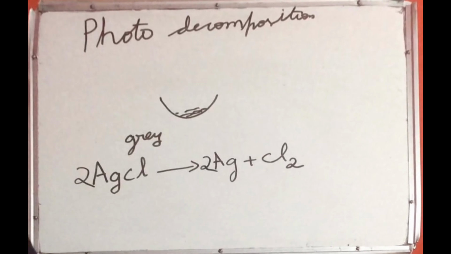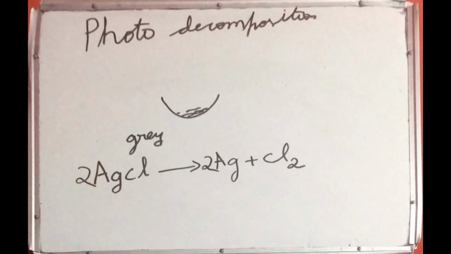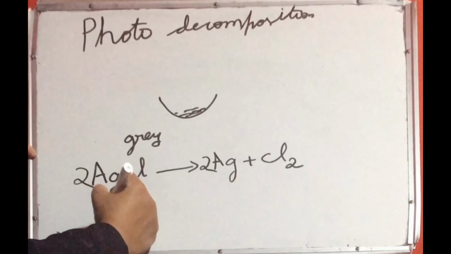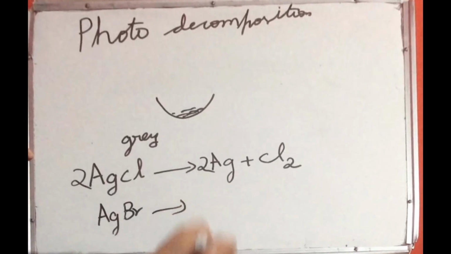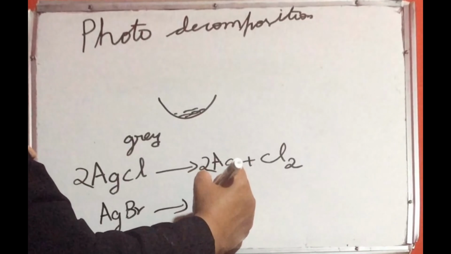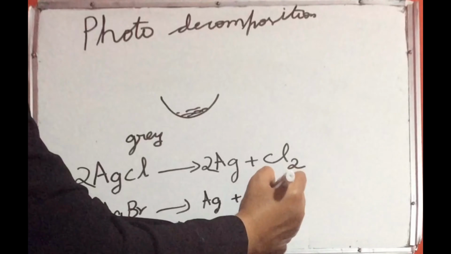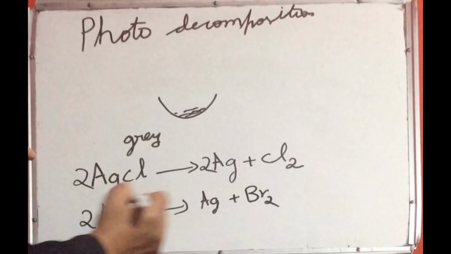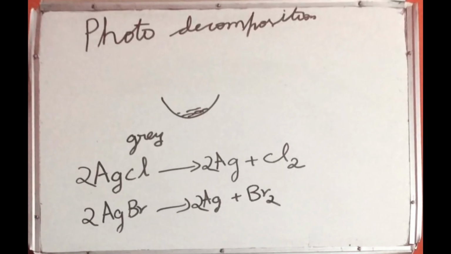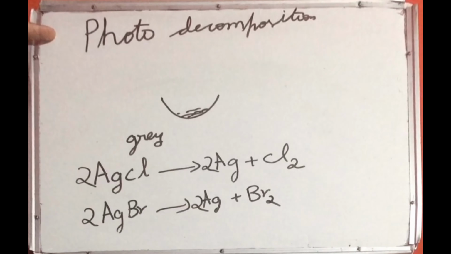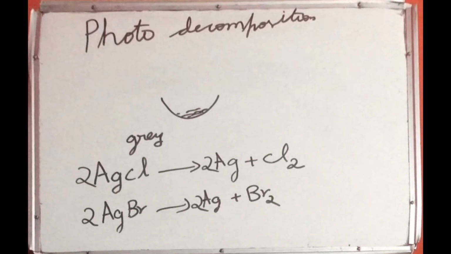Another example is silver bromide. Decomposition of silver bromide. What is the formula for silver bromide? AgBr. This decomposes to give silver plus bromine. Balance this equation: 2AgBr gives you 2Ag plus Br2. So these are the two reactions that we will be learning under photo decomposition. This is a very important reaction. This reaction is used in black and white photography.